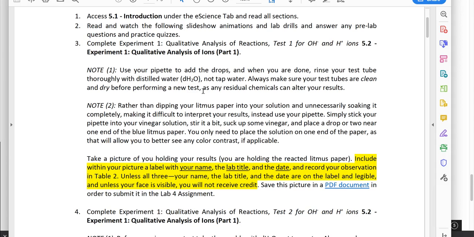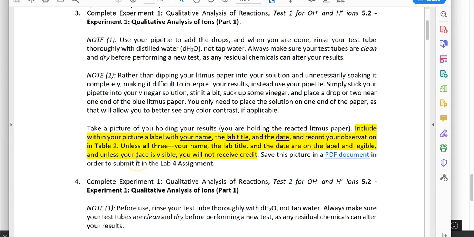Distilled water doesn't. Note 2, it says rather than dipping your litmus paper into solution and unnecessarily soaking it completely, use your pipette. Just stick the tip of your pipette in there, and then put a drop or 2 onto the litmus paper. That's it. And then you're going to take a picture of you holding your results, meaning the reacted litmus paper, and then your label, if you can do that, that selfie kind of thing, and then that'll go in class.